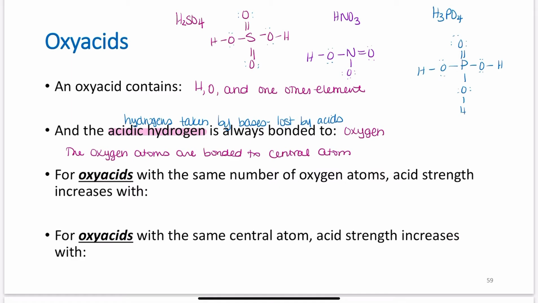Are going to be connected to an oxygen, which is then connected to a central atom. For oxyacids with the same number of oxygen atoms, acid strength increases as the electronegativity of the central atom increases.